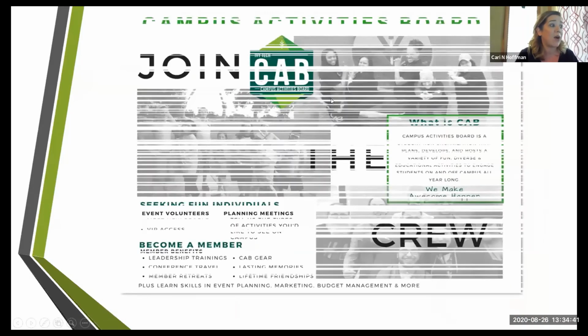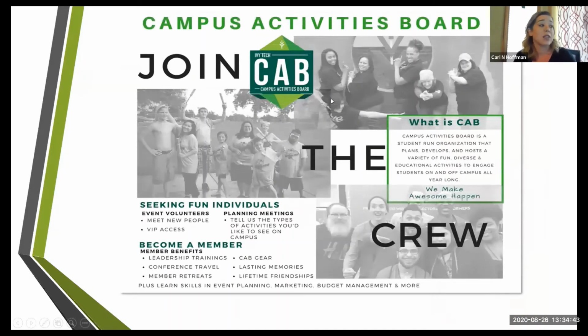So because of that, we really just need people to join our family. We need people to help us plan and think of these activities that they as students want to see on their campus. So we have a few different levels of participation when we talk about CAB. If you just want to do the bare minimum, you just want to give your opinion on what kind of events you'd like to see on campus, we do planning meetings.